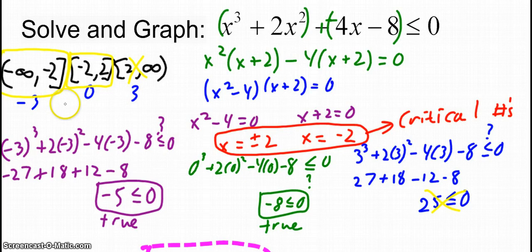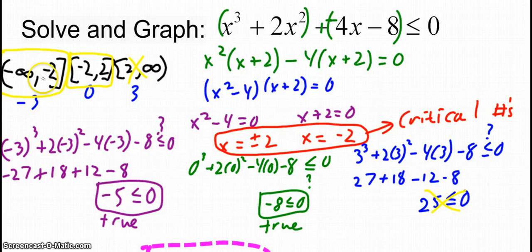So now when setting up my test intervals, I'm going to go from negative infinity to negative 2. I have a bracket on the negative 2 because this was a less than or equal to. Then I go from negative 2 to 2. Again, brackets on the negative 2 and the 2 because we have an equal to. And then I go from 2 to infinity. Bracket on the 2, parenthesis on the infinity.